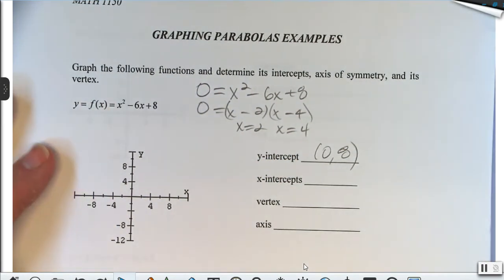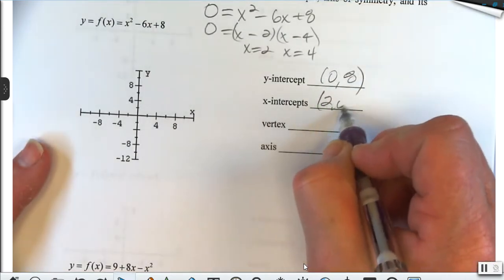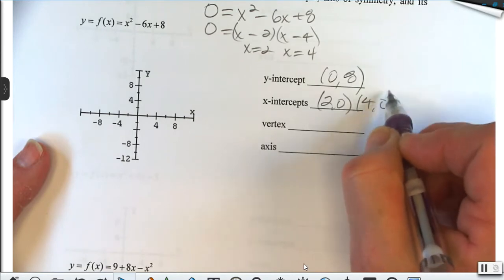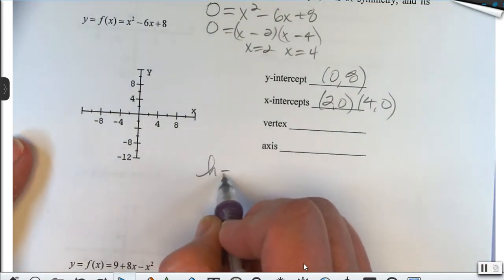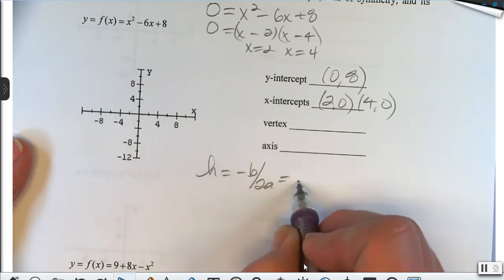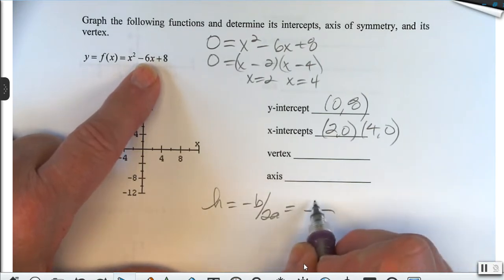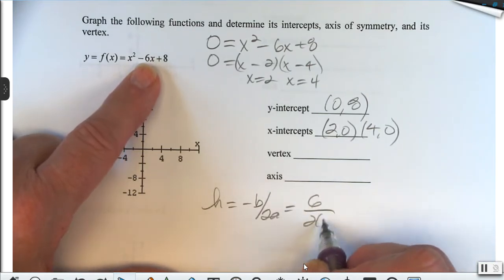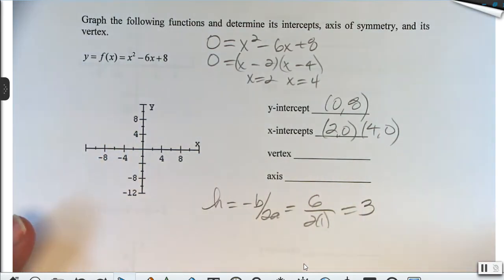So my x-intercepts, I like an ordered pair always for intercepts, are going to be at (2, 0) and (4, 0). Now, in order to find the vertex, as I said, the x-coordinate of the vertex is negative b over 2a. So in this case, negative b, or the opposite of b, is a positive 6 over 2 times a, which is 1, so that h, the x-coordinate of our vertex, is going to be 3.